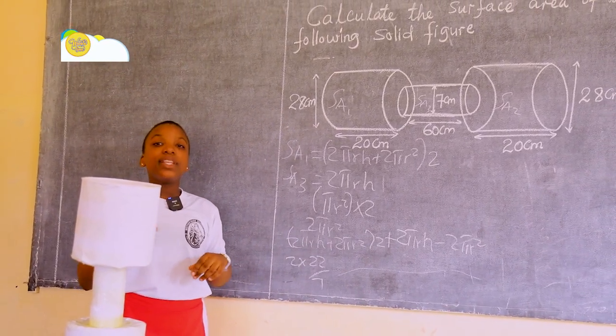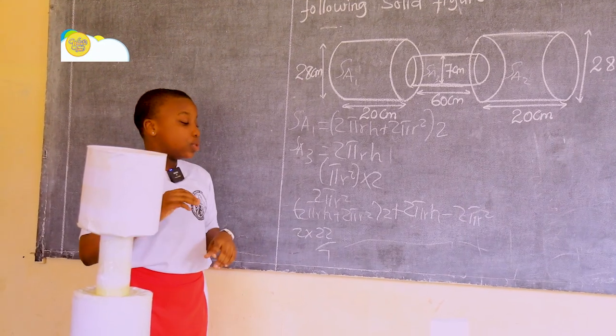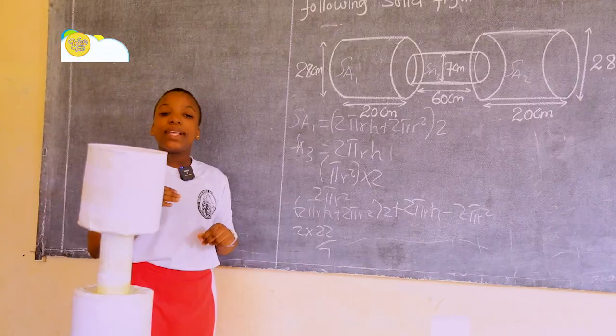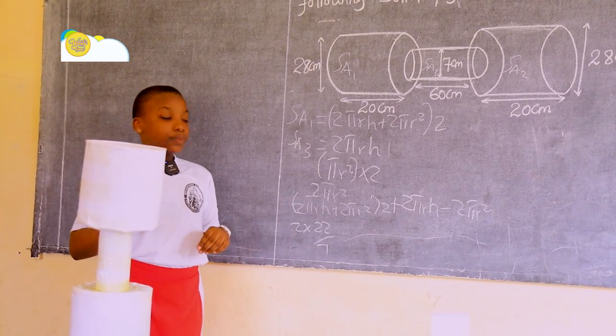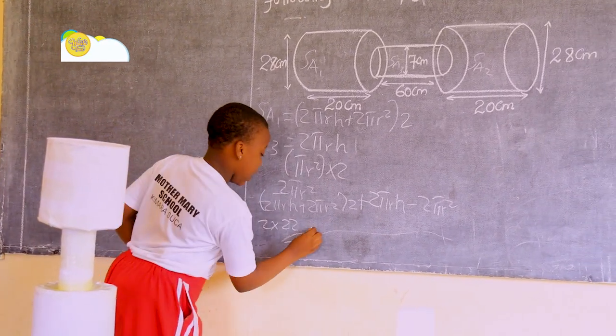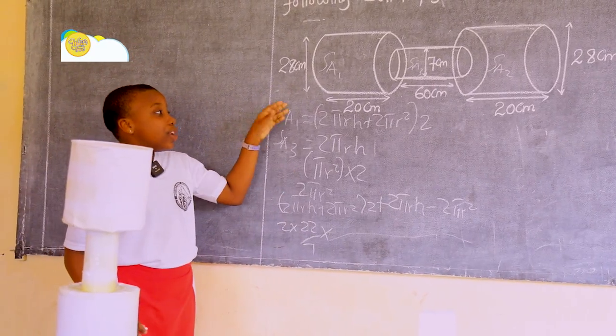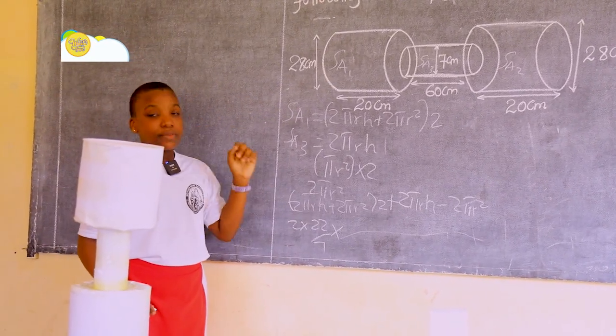28 centimeters can be divided by 7, and that's why we use 22 over 7, because 22 over 7 is used with a diameter which can be divided by 7. Then here we multiply by the radius. We don't have the radius, but we have the diameter. How are we going to get the radius from this diameter?